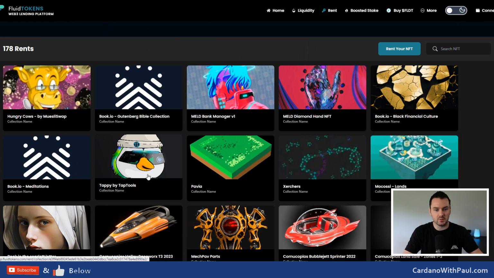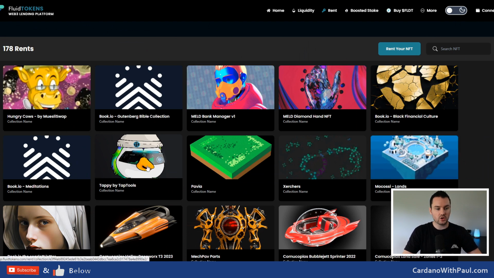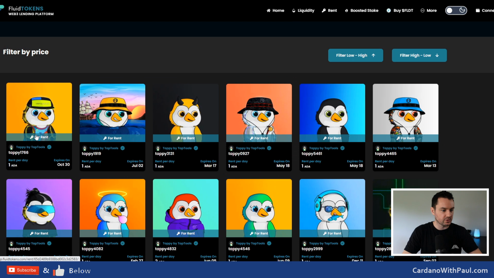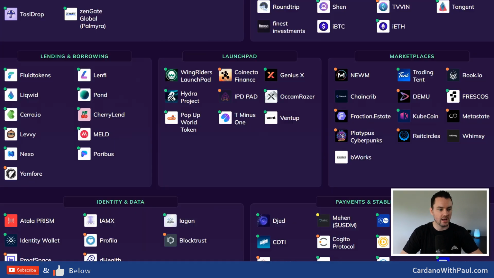So you can see here, Tappy by Tap Tools is one that's here. You could come in here and you could put yours up. Someone else can come in and rent it out for 1 ADA per day. So it gets put into the contract. So the person borrowing it never actually gets the NFT, but they get to utilize the utility of that NFT. And for that, they pay 1 ADA per day. You could set up different NFTs, different prices, or whatever way you want to do it. But that's a really nice option to have.